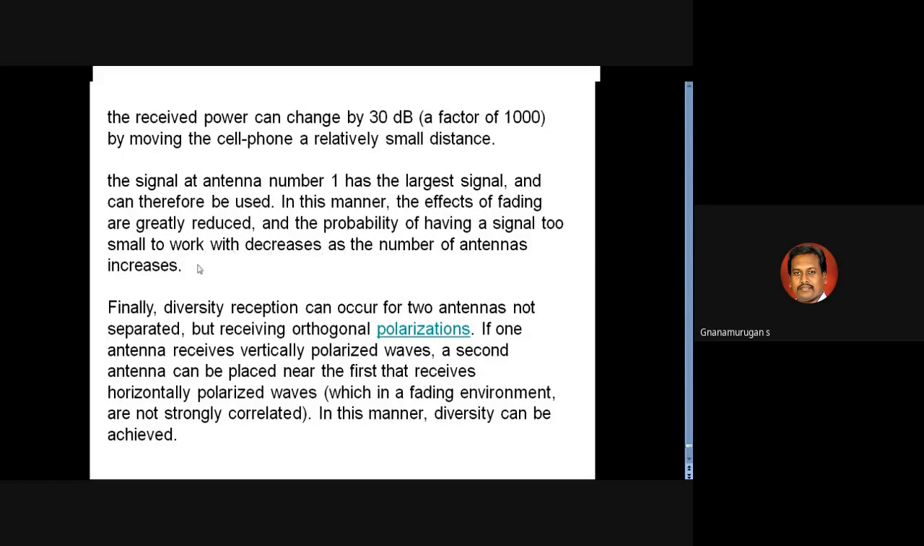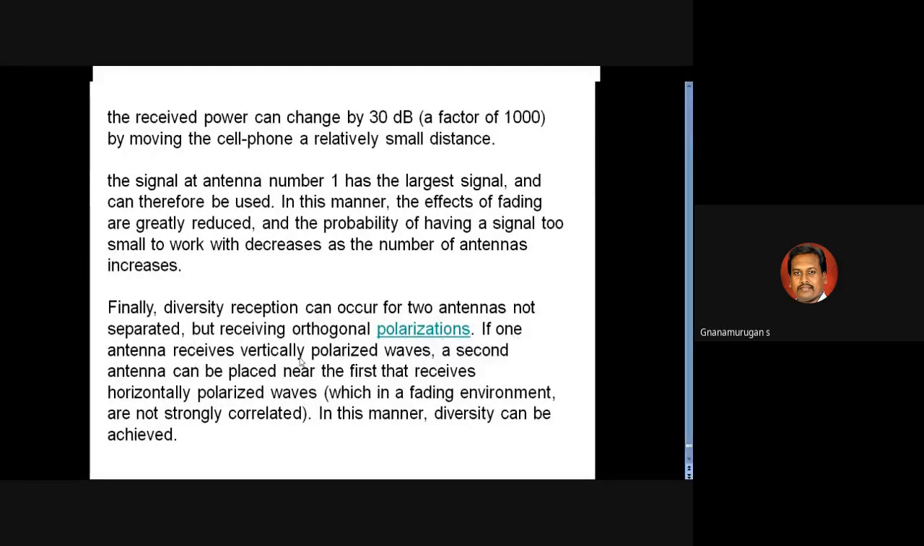So fading. What does this type of operation mean? Horizontal and vertical, horizontal, vertical. Suppose vertical and horizontal, vertical and horizontal means the fading effect is reduced. What does fading mean? You can eliminate the unwanted noise, you can eliminate the fluctuation. Finally, diversity reception can occur for two antennas not separated but receiving orthogonal polarization.